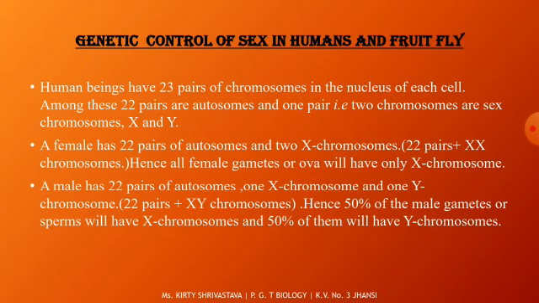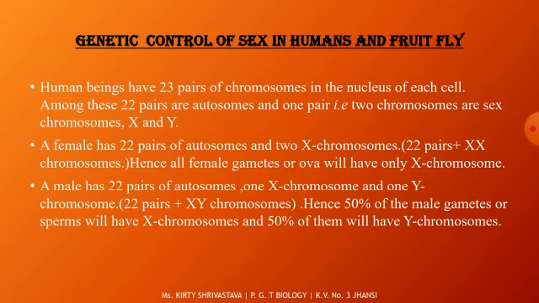A female has 22 pairs of autosomes and 2 X chromosomes. The 22 pairs of autosomes control all traits or characters except sex, while the 2 X chromosomes control only sex. Hence, all female gametes or ova formed possess 22 autosomes and 1 X chromosome. That is, all ova are of the same type or homogametic.